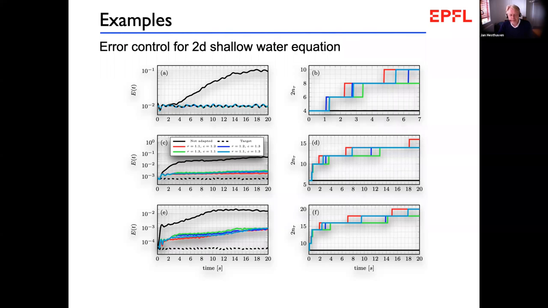And on the left, you see the error. So again, the black line is the scheme where you have an evolving basis, but it's not adapting. And after a while, of course, the error grows, and you sort of lose the solution in some sense. Whereas with the adapting method, you basically control the error the best you can.